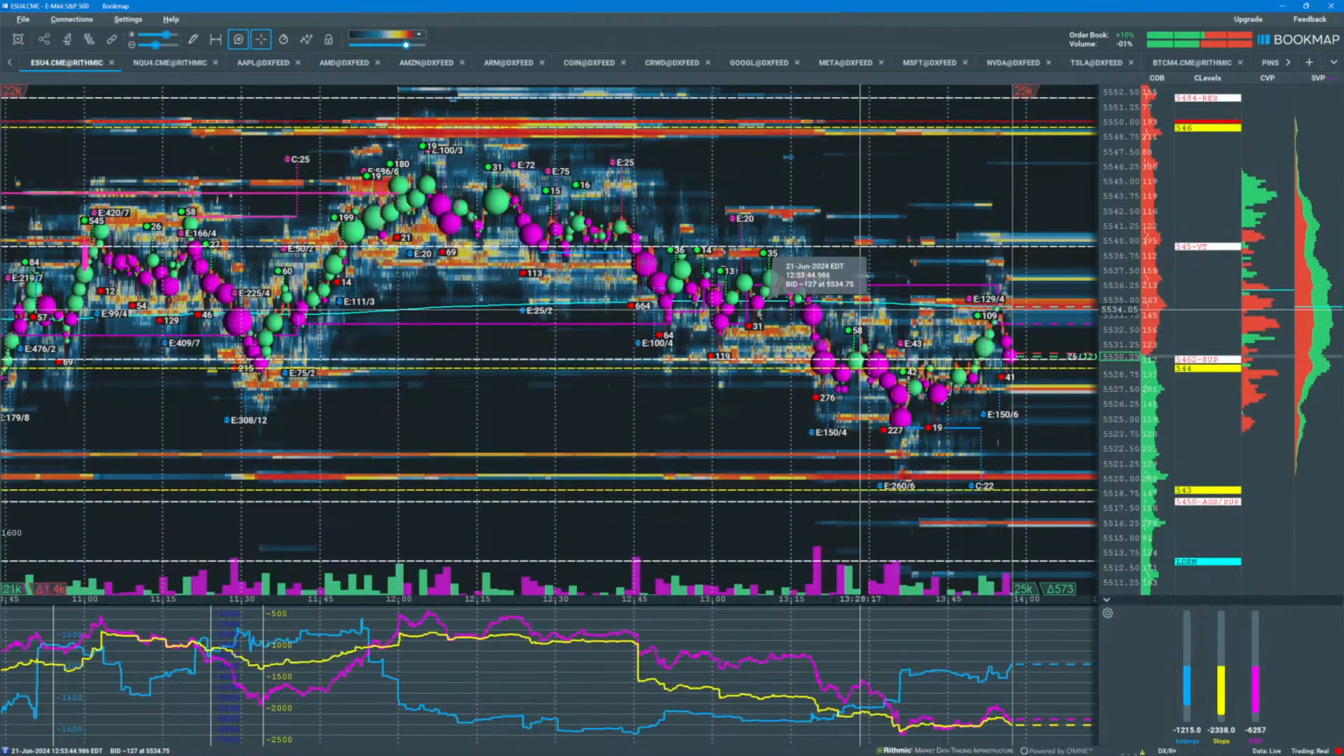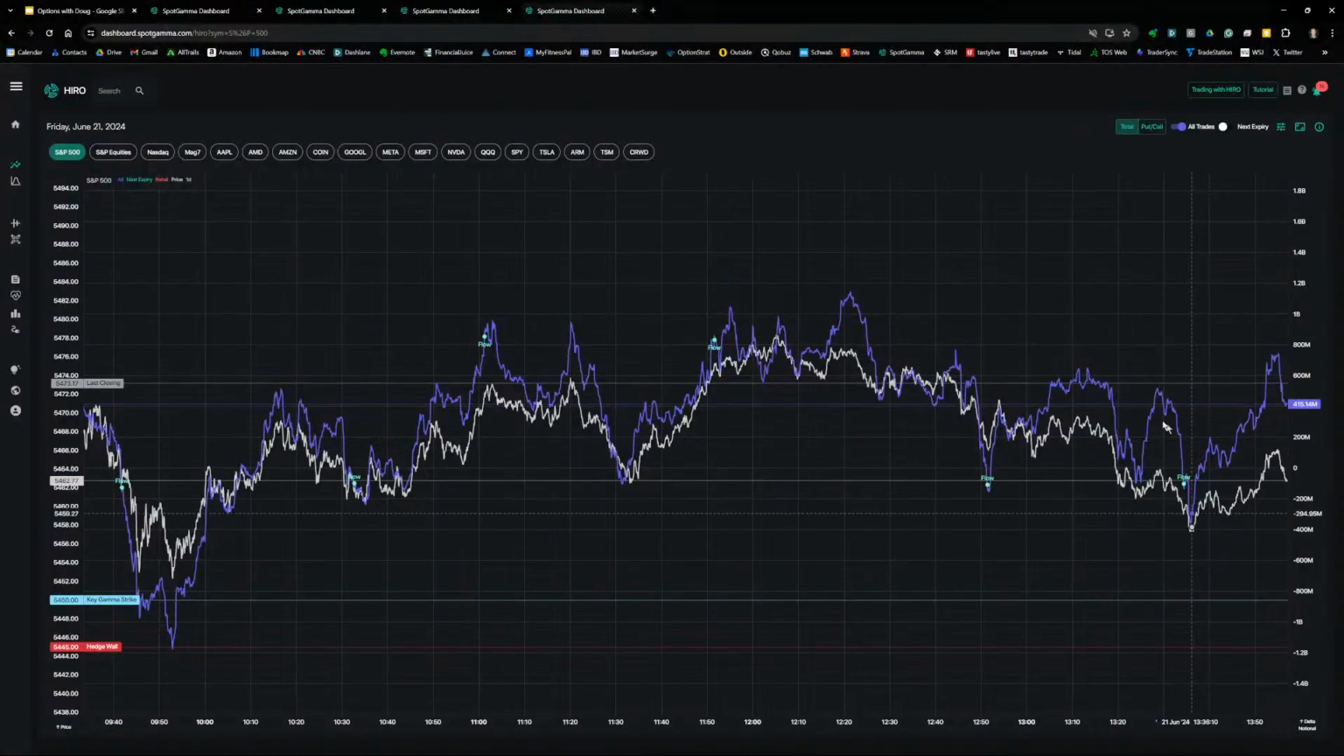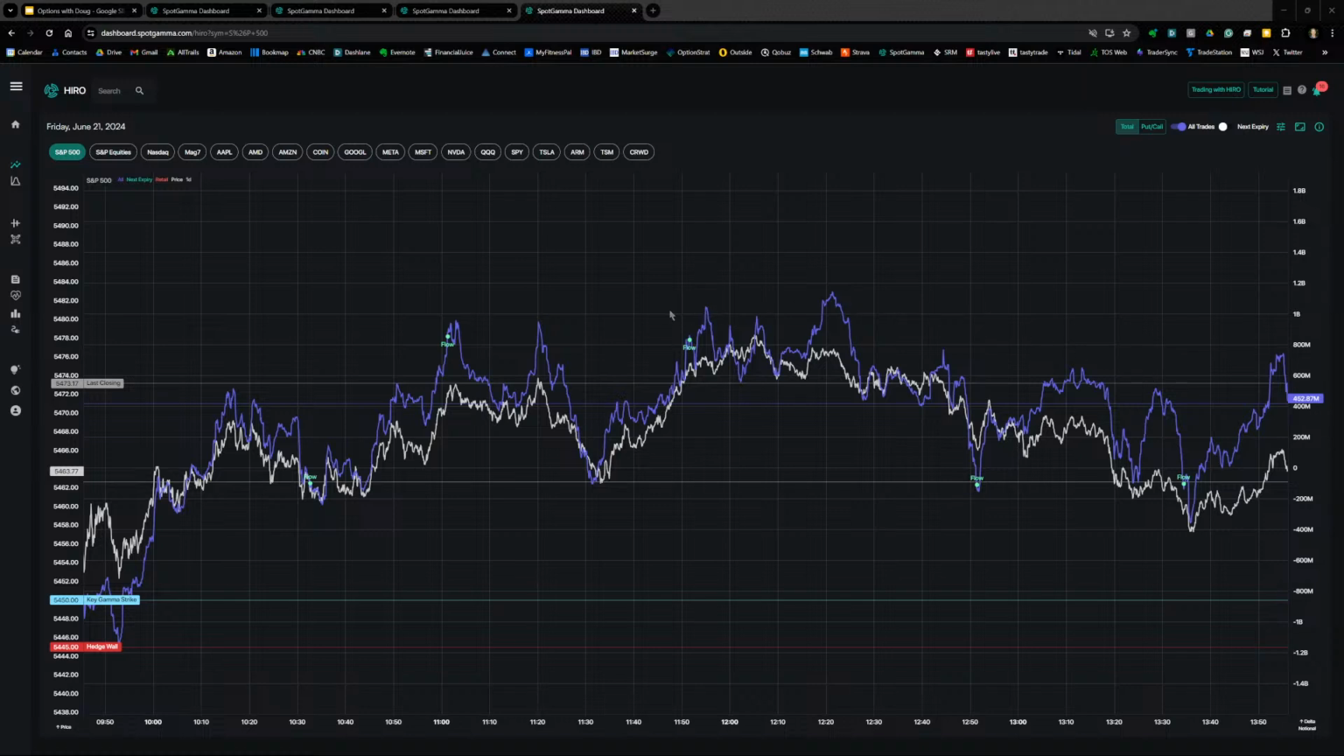All right, so that was the long entry this morning. Price did eventually move up above the 545 level. Now let's go back to Hero. So the Hero signal started to flatten out, chopping up and down, and then right around 1220 started to move lower.